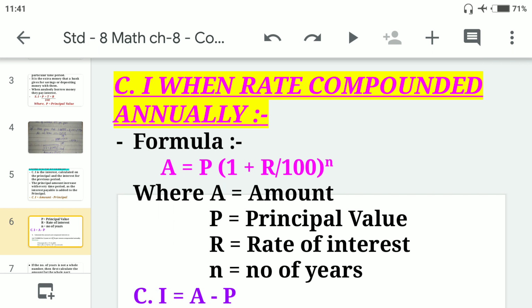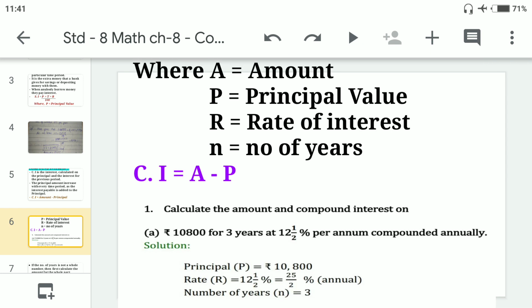Don't confuse this N and T. In simple interest, instead of number of years, we are putting T, and in compound interest, instead of number of years, we are putting N only. But the value remains the same. That means N and T both mean the same thing.